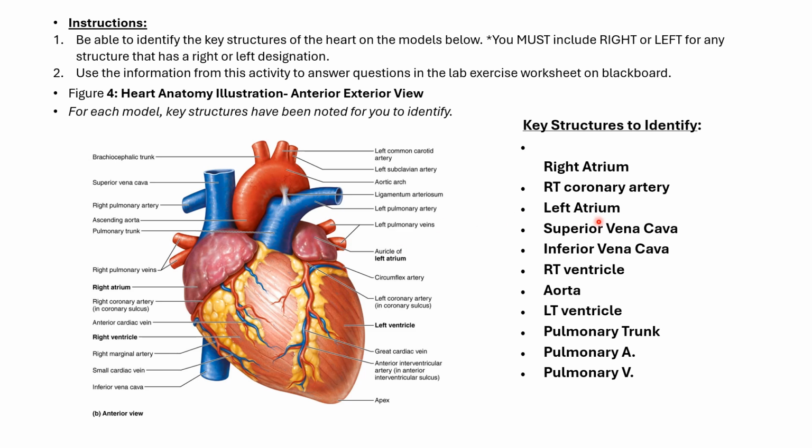All right. Now let's see. Now we have to identify the superior vena cava. This is the superior vena cava coming into the right atrium, and this is the inferior vena cava. This is also coming into the right atrium. Then we already identified the right ventricle, and now we have to identify the aorta. This is the aorta. It is coming from the left ventricle.